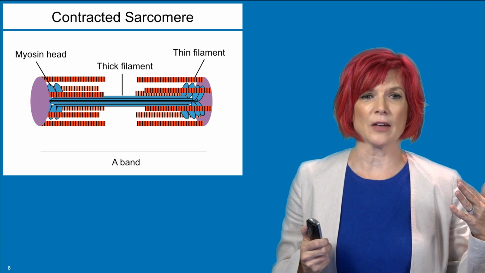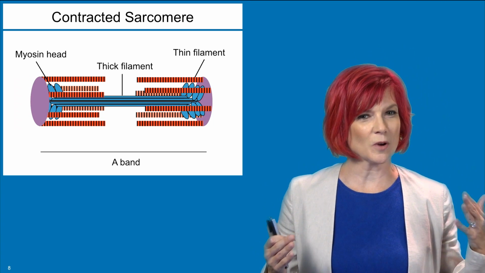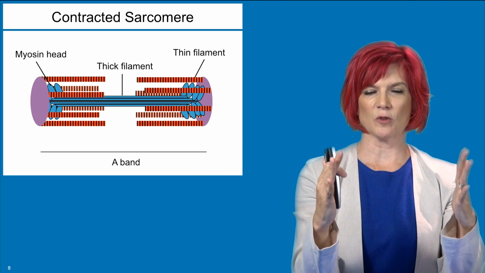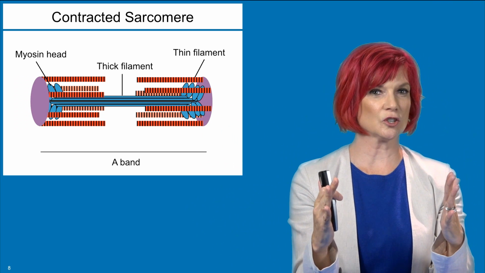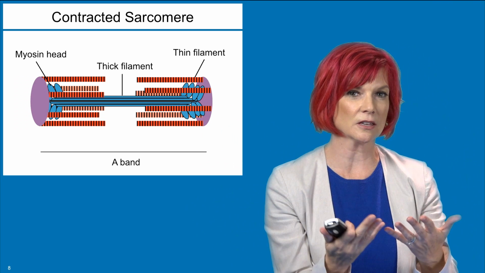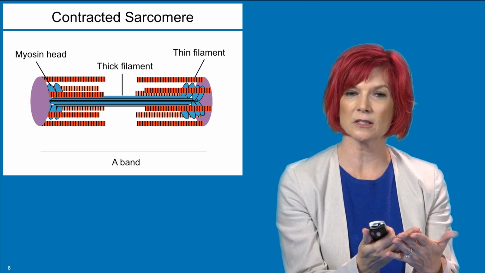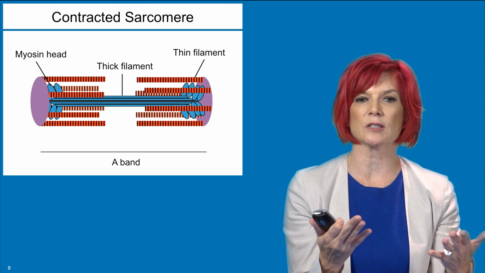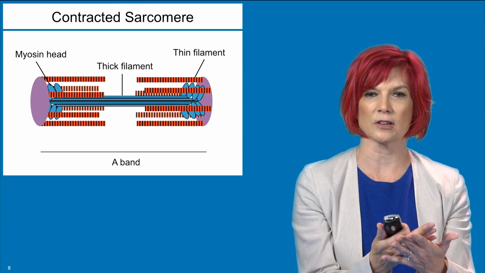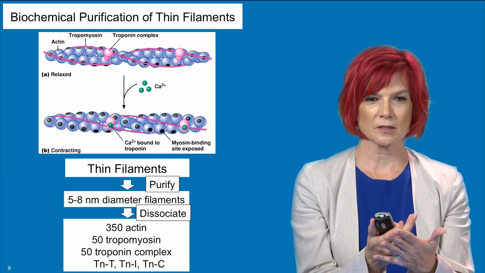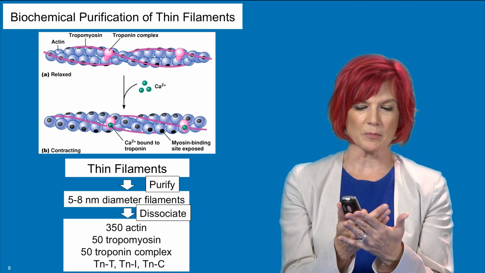Take a look at the contracted sarcomere. So what's happening? Those Z lines are moving closer together. There's no change in the overall length of the thick and the thin filaments, but there is certainly an increase in the overlap of the thick and the thin filaments. So how does that happen?